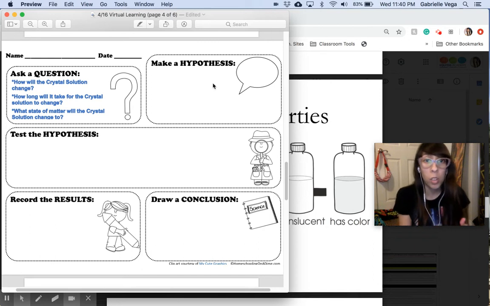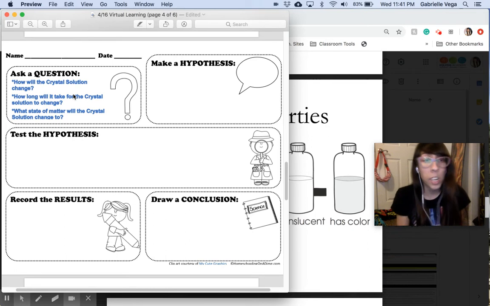So based on information that they know already, they're going to make a guess about what's going to happen with a certain experiment or how to solve a certain problem they have. And then they test their hypothesis, so they do an experiment, and they record the results, so they record what happened, and they make a conclusion. And a conclusion is whether their hypothesis was correct or not, or they answer the questions that they had at the beginning of the experiment.